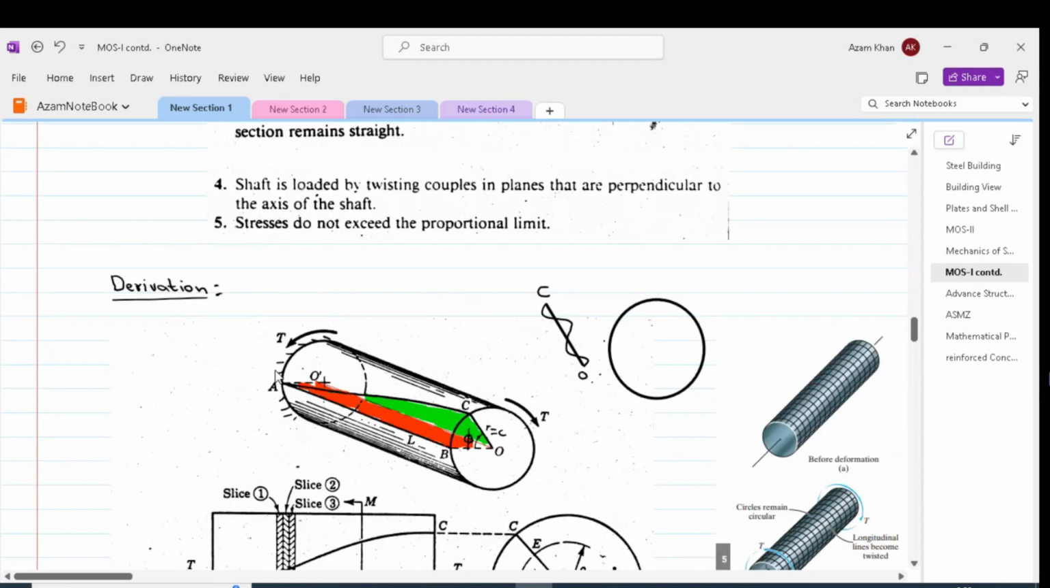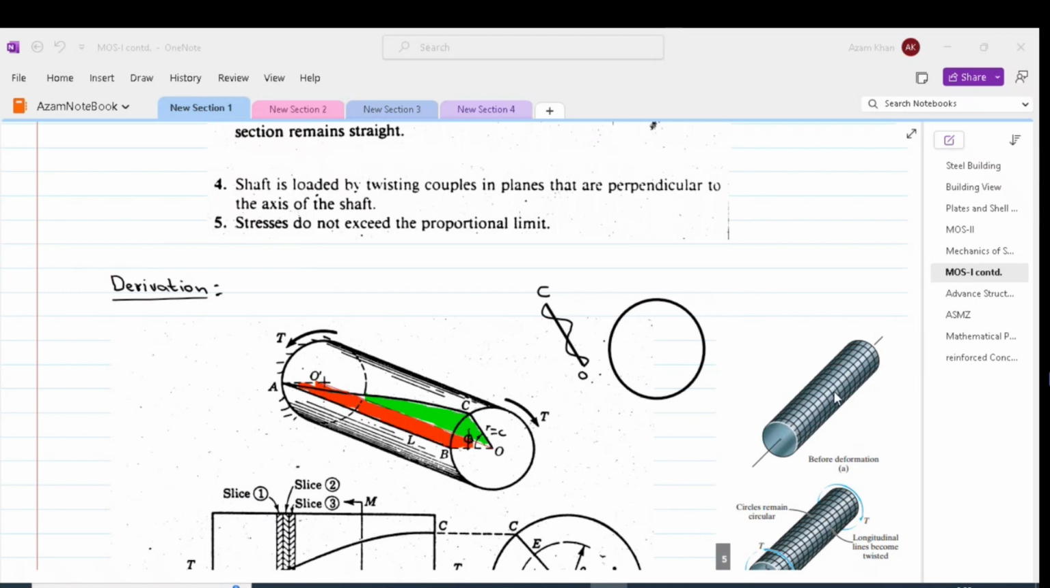Let us now proceed towards the derivation of the torsion formula. So we assume a cantilevered shaft which is subjected to some torque at the free end. In order to conceptually understand the phenomena, we will assume that the longitudinal shaft is discretized into small elements as shown. In other words, we draw circles and longitudinal grid lines on the shaft.